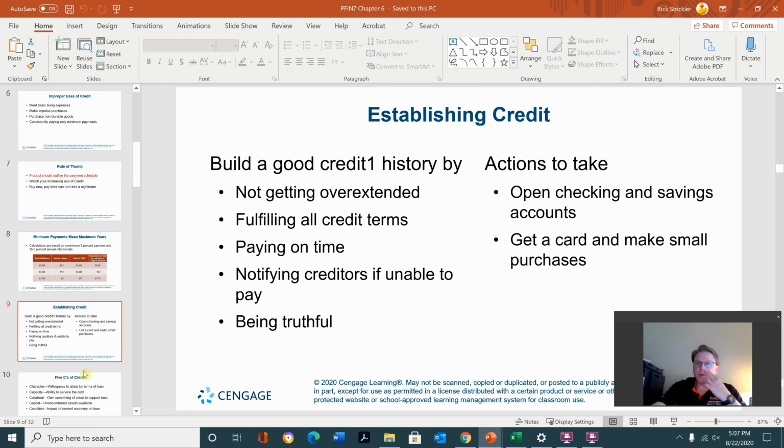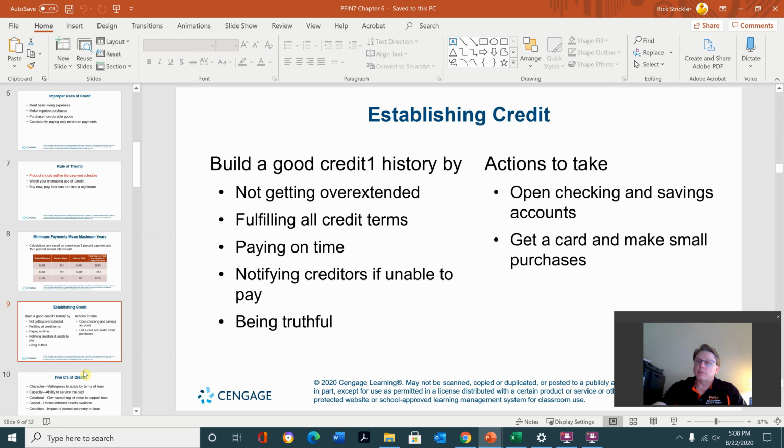Establish credit. Build a good credit history by not getting overextended, fulfilling all credit terms, paying on time, notifying creditors if unable to pay, being truthful. Actions to take: open a checking and savings account, get a card and make a small purchase. Best thing to do is to get a credit card that's either a Visa or MasterCard.